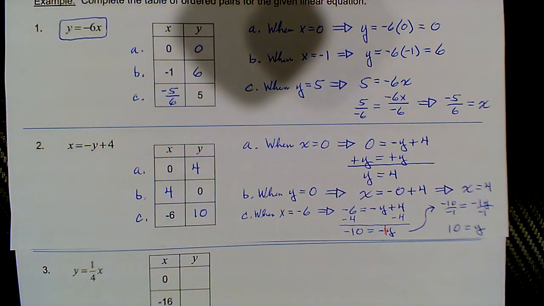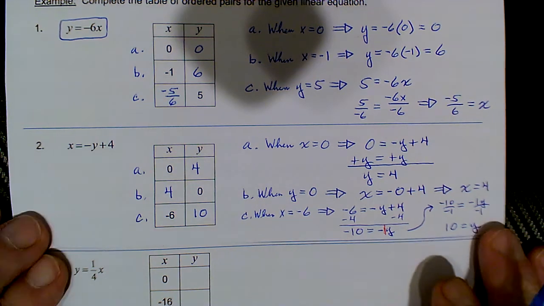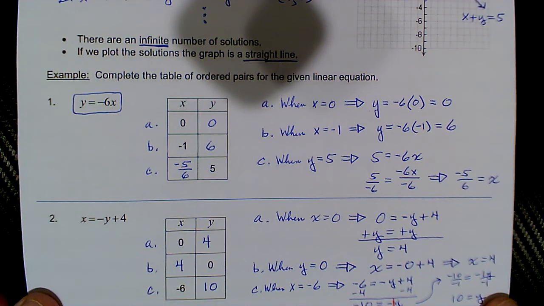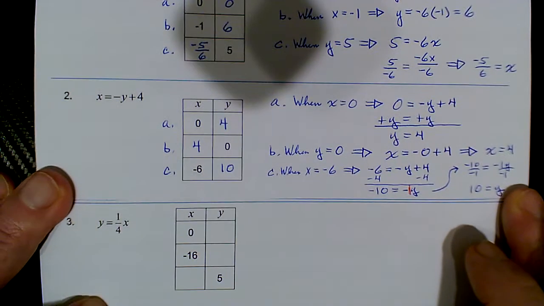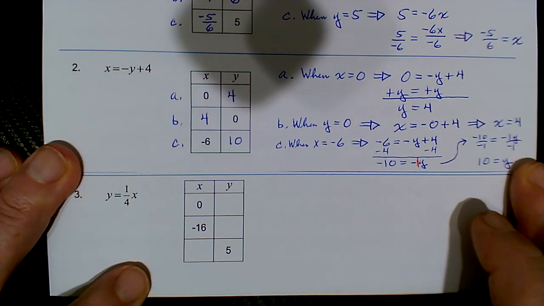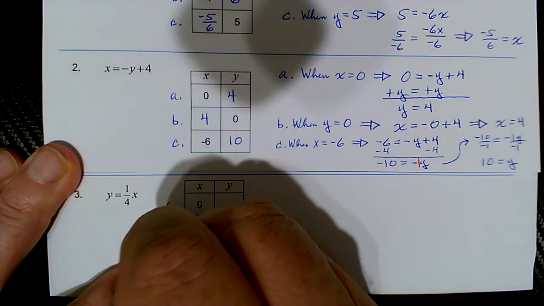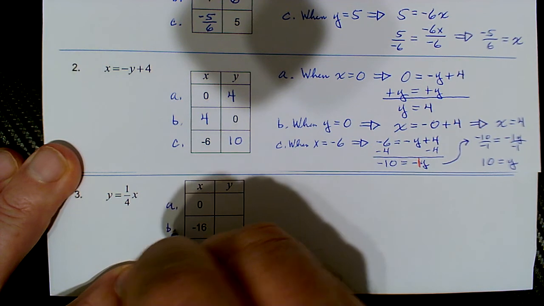Hello everyone. This is part 2 of homework 10, and last time we saw some situations where we were given a partial table of values of x or y, and we were asked to solve for the other coordinate in the ordered pair. So we continue with that concept, and in number 3, you can see we have the same situation, a 3-part question, column A, B, and C.